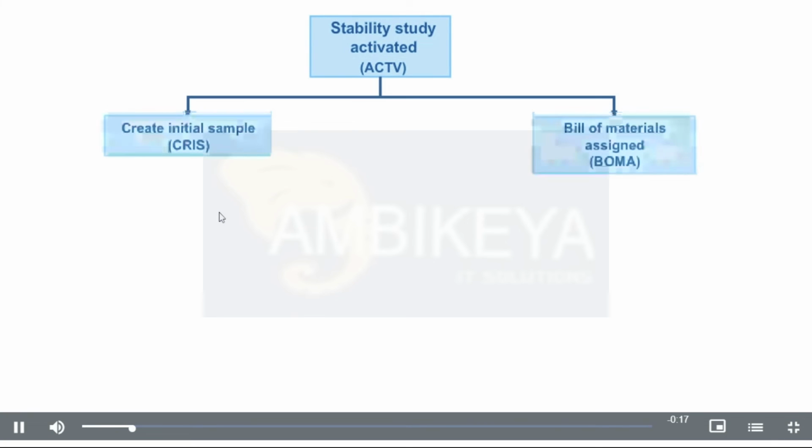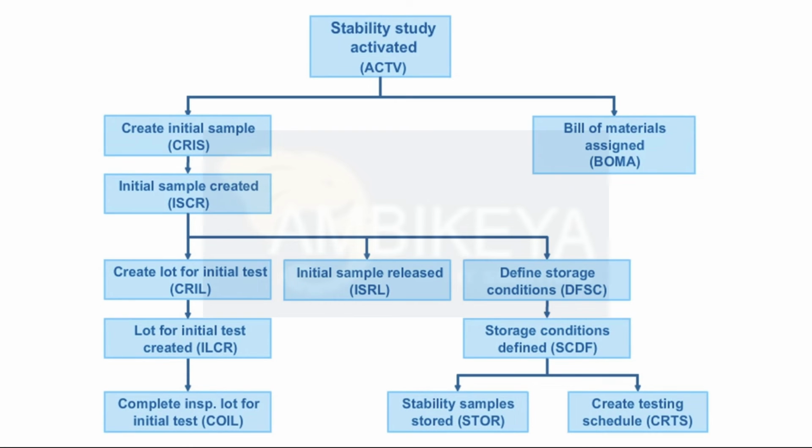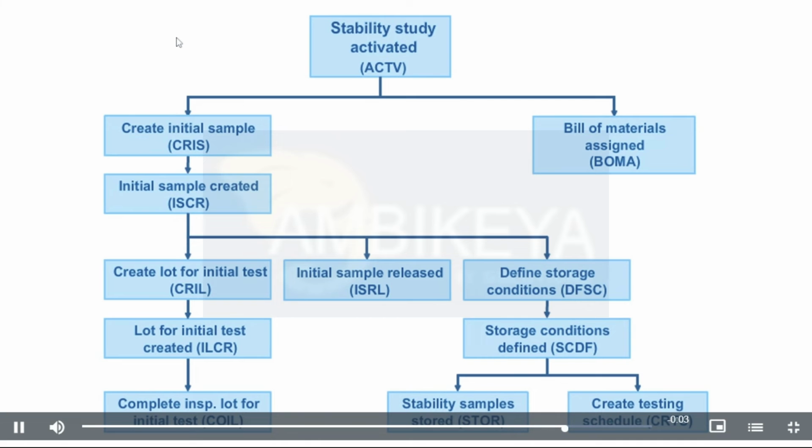The overview diagram shows the logical sequence in which the user statuses are typically set during the course of a stability study. Certain user statuses can only be set if a preceding user status has been set, dependencies shown by arrows, while other statuses can be set without any dependencies.